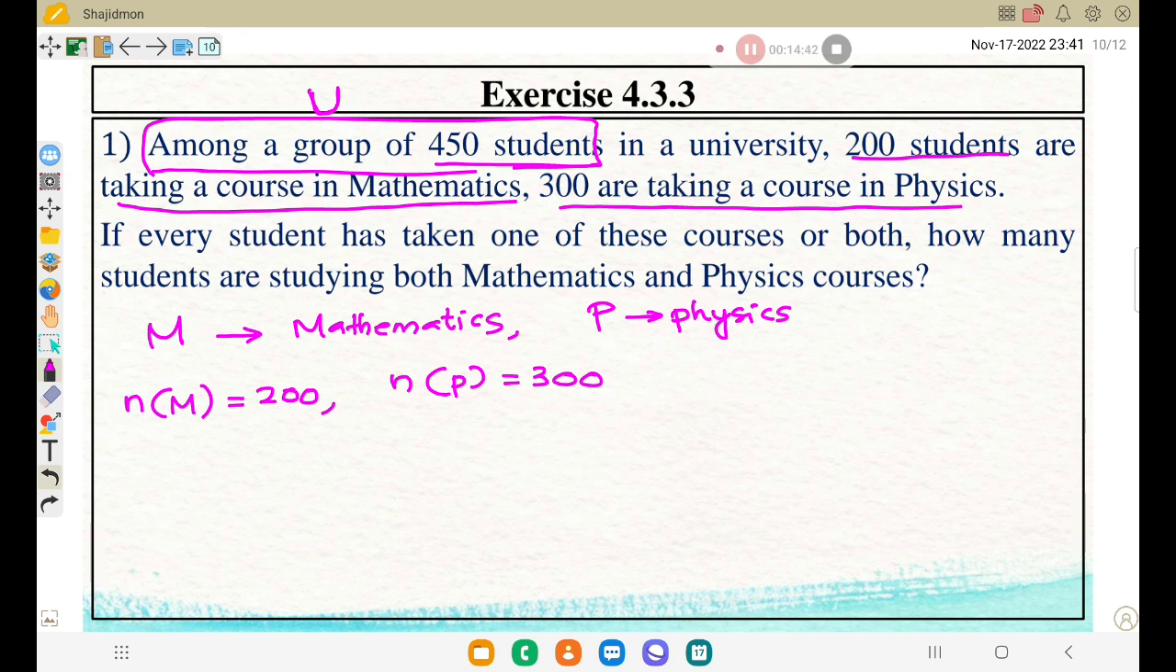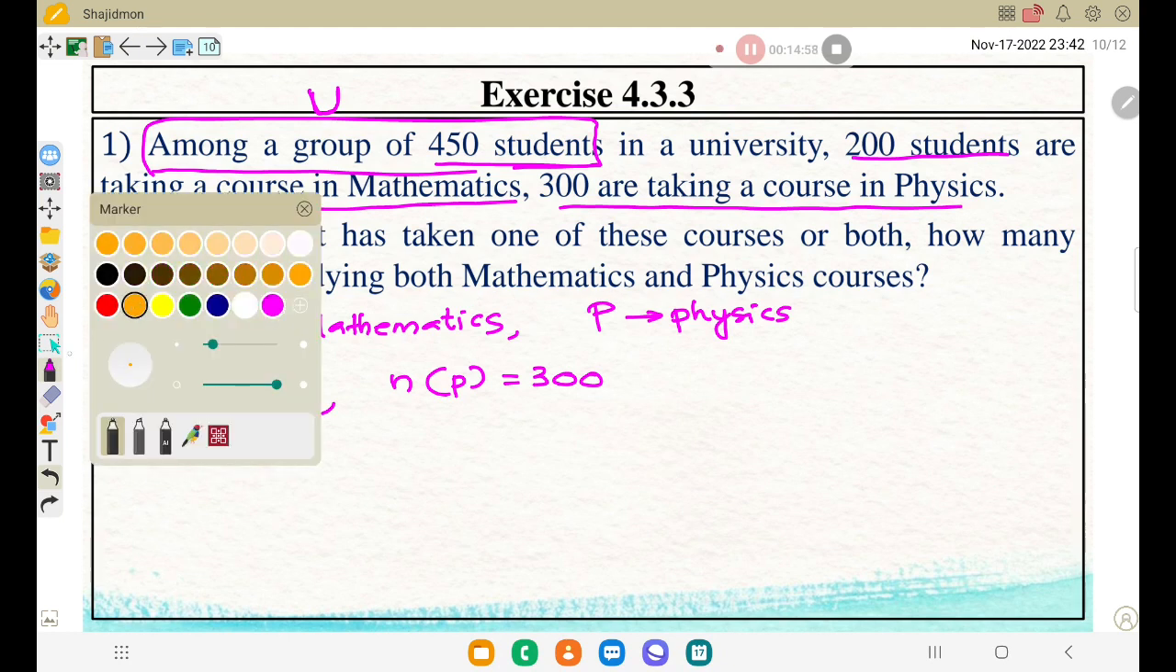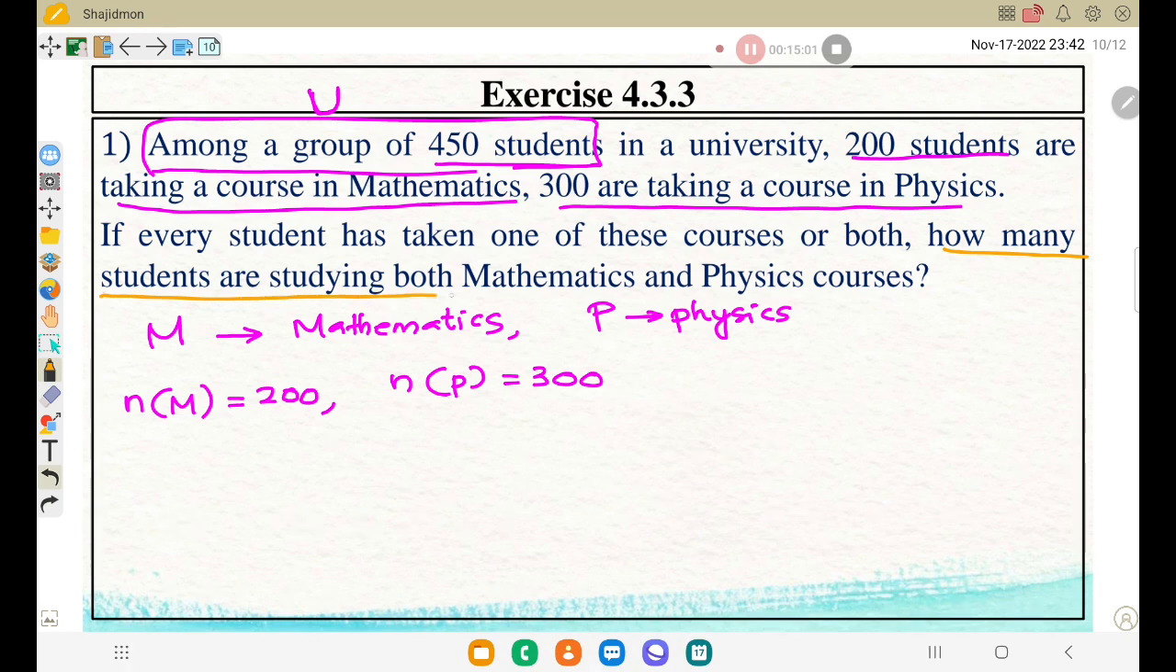Now you can read again continuously. Every student has taken one of these courses or both. All the students in the class, either they have taken mathematics or physics or both. How many students are studying both mathematics and physics? That is the question. How many students are studying both means intersection, correct? Both mathematics and physics course. That means number of mathematics intersection physics equal to how much? That is the question.